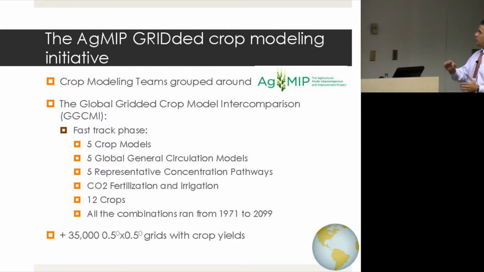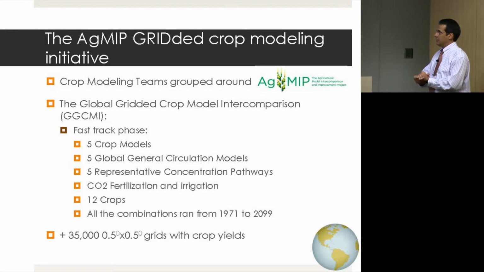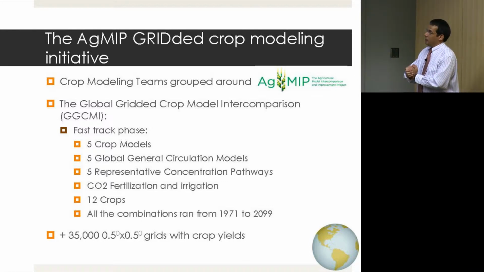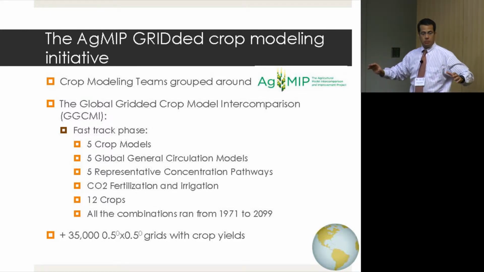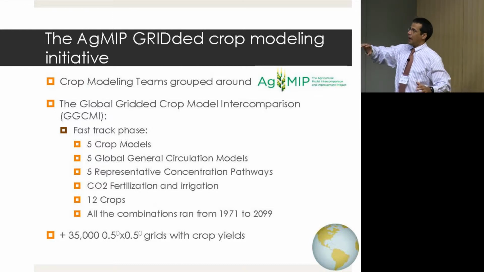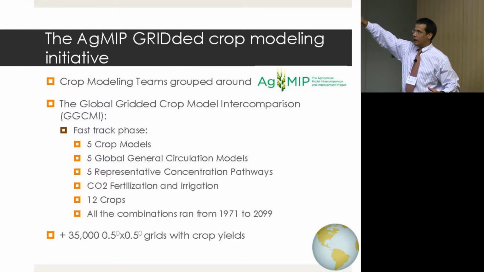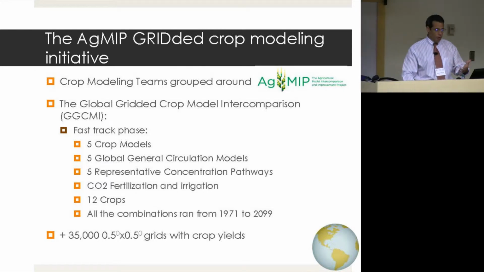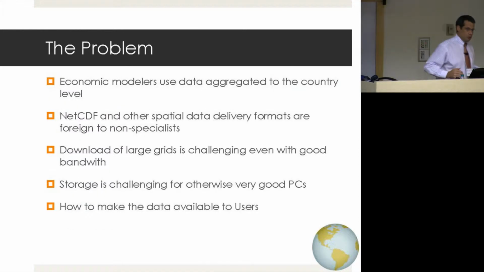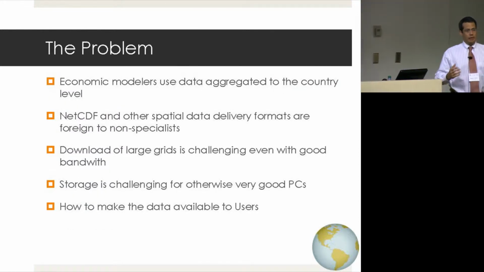I'll talk about the work where this has been published, very interesting insights. And there were 35,000 grids, rasters, with crop yields from every combination. Carol showed the hierarchy of the directories where this is stored. So Joshua and I spoke, well, wouldn't it be nice to make this more available? That was kind of our conversation.